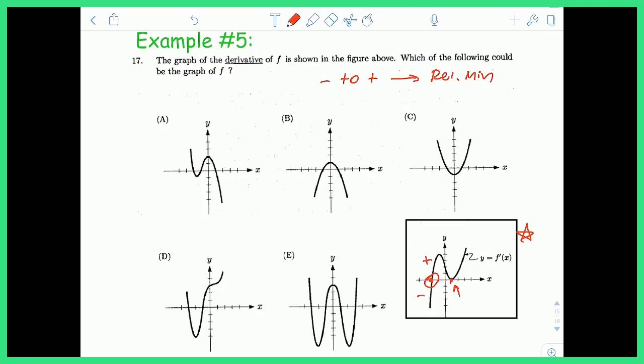Let's see, it looks like, is it at negative 2? So it looks like A is okay, B is a flop, C is a flop, and E is okay, and D is okay. All right, so those ones are good.